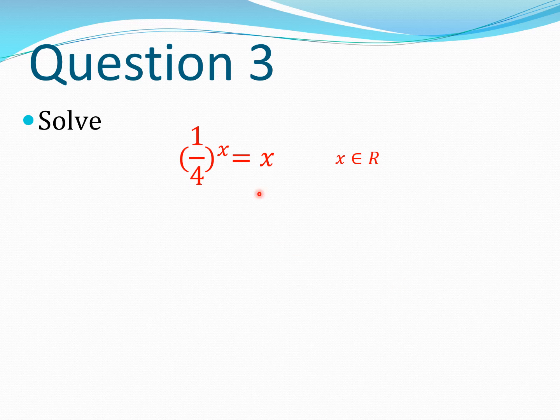Let's now come to question number 3. This is a question which is typically asked in many math type of questions, especially in the Olympiad problems. It looks very simple: (1/4)^x = x. x is part of the real number space and you need to simply solve it for x.